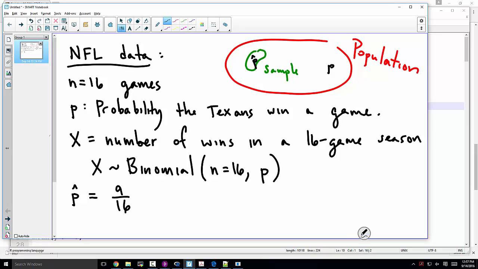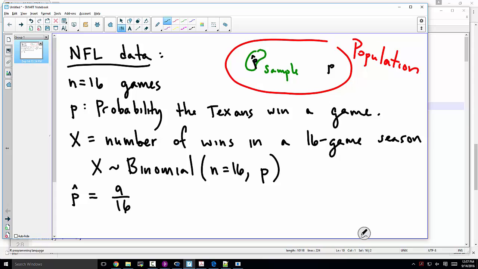That's my estimate. But as we talked about last time, a statistic, which is what p hat is, a number computed from sample data, is random. So if we went and got another 16 games, we would not expect to necessarily see 9 out of 16 again.